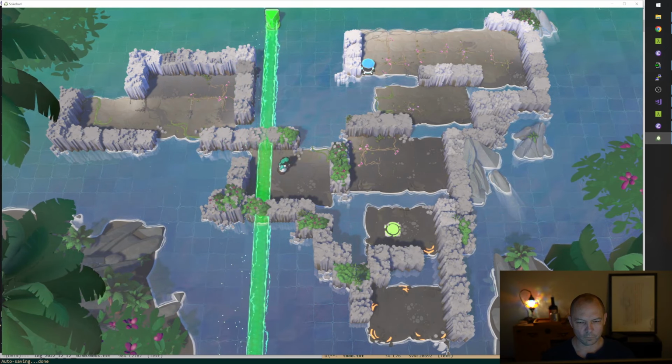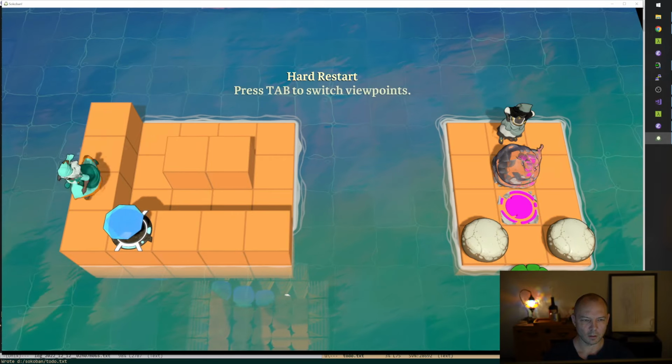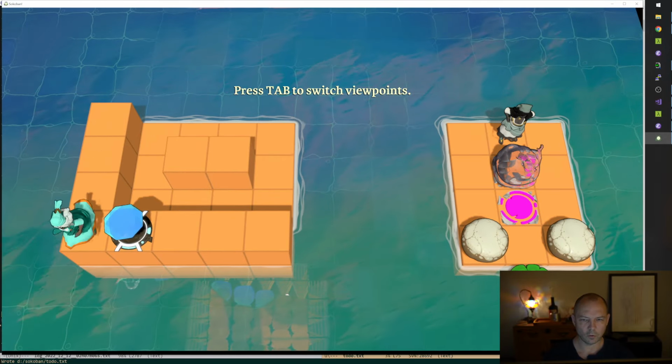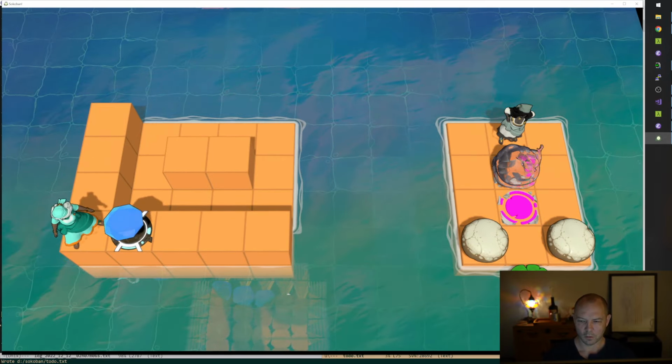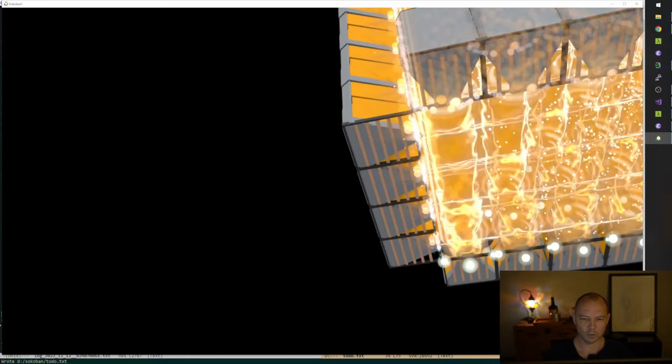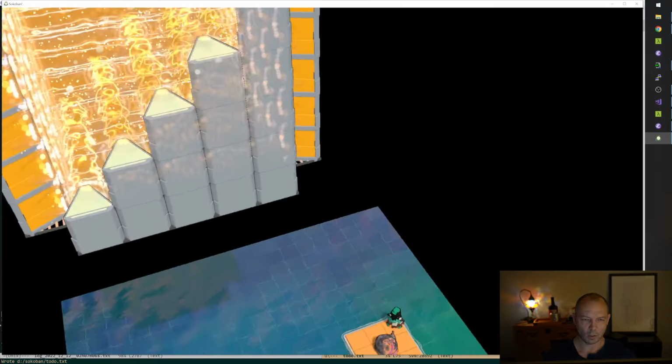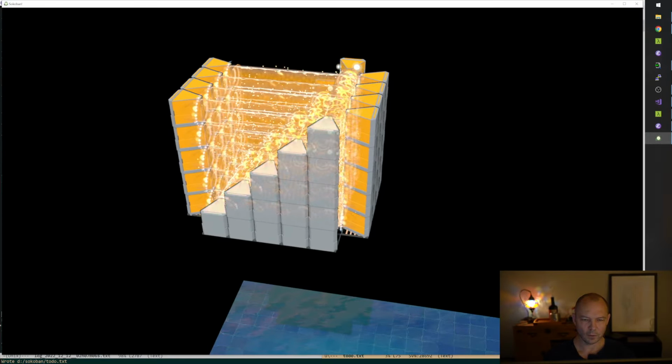Yeah, these levels, these are intern levels that maybe do not totally match our exacting standard. It's also very slow. Like, look at that shit right there. Like, why? Why are we doing this?